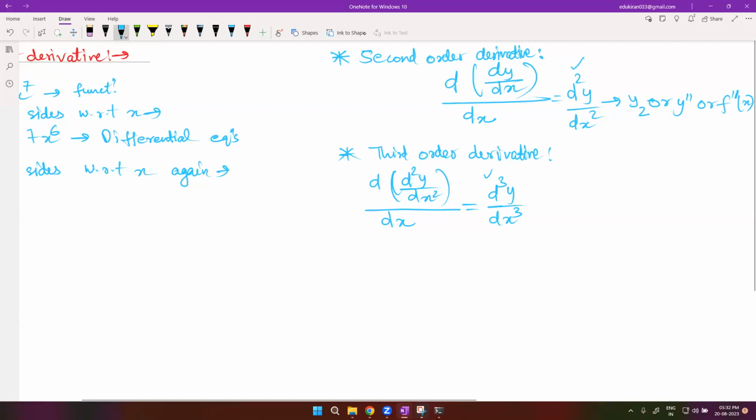Can somebody tell me the expression for fifth order derivative? Like for the second order derivative, the expression is d2y by dx square. Can somebody tell me the expression for fifth order derivative? Fifth order. d5y by dx power 5. Yes. That is the way to read it, and to write it, you just need to put that number here, whatever derivative you are calculating. So if I'm calculating fifth order derivative, it means that the number is 5. So I will be writing it as d5y divided by dx to the power 5. Right? And then this third order derivative can be written as y3 or y triple dash or f triple dash x.